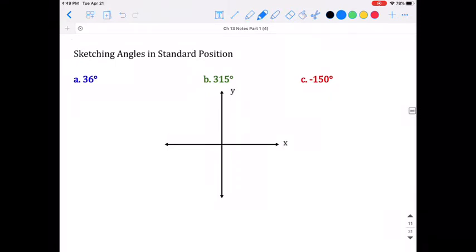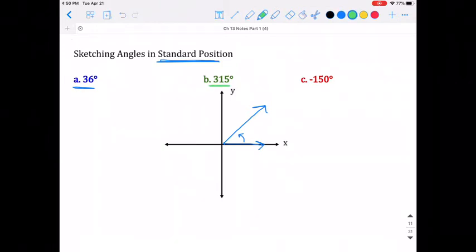We can also sketch angles in standard position. So again, standard position, remember, means that your angle starts with the initial side on the positive x-axis. Because we're sketching, it's not going to be exact, so don't worry about using a protractor or anything. So for A, we have 36 degrees. Standard position means that our one side is always on the positive x-axis. 36 degrees is positive, so we're moving in a counterclockwise direction about a little more than a third of the way through this quadrant since it's 36 degrees. So the other side of this angle is approximately right there.